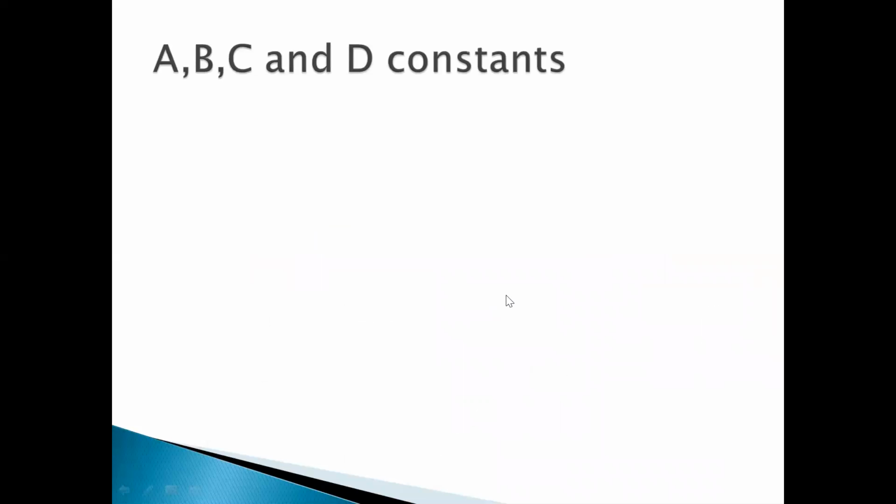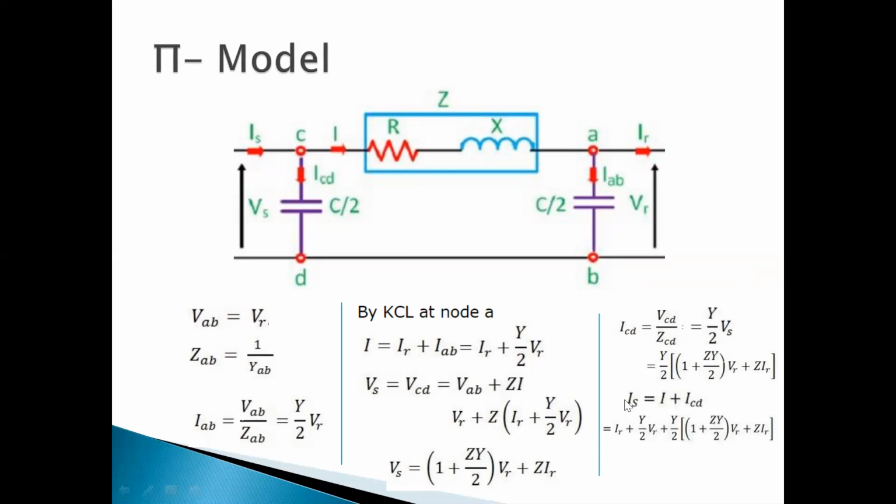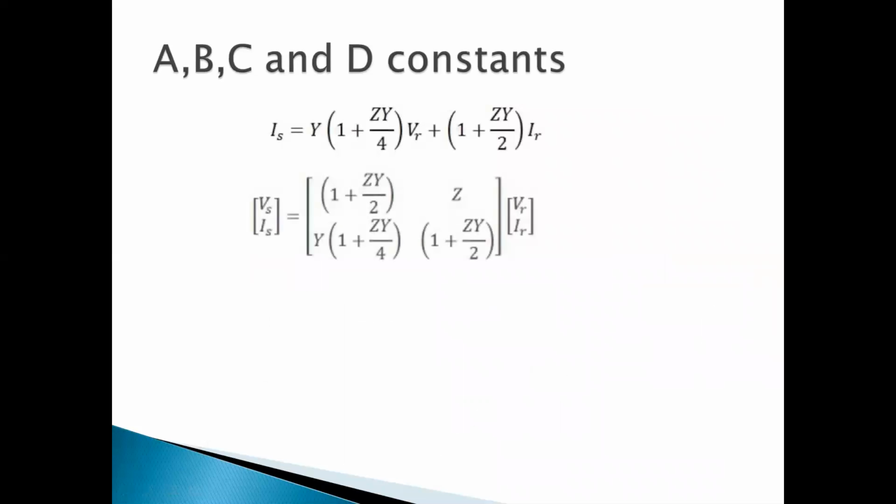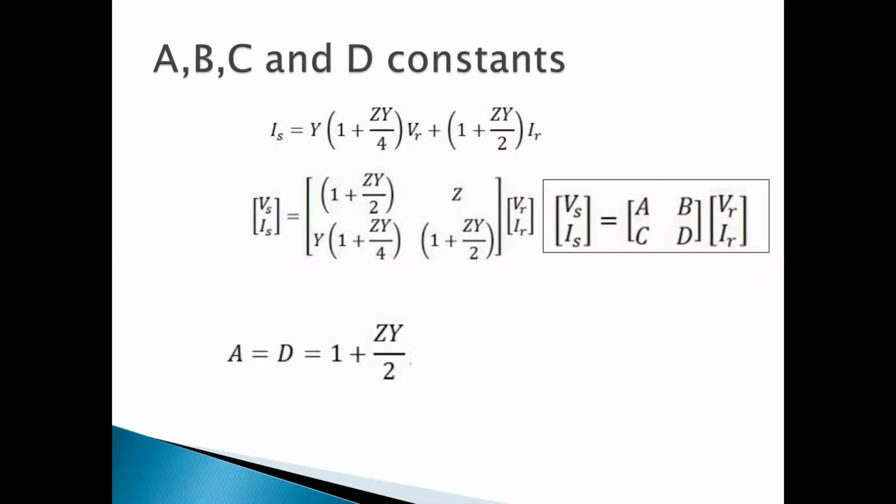So in this way, I got two equations, and I will compare both of these equations with the model, and I'm going to get the constants over here. So what are the constants? A and D are again the same, 1 plus Zy divided by 2. In case of the pi model, the value of the B constant is Z, and the value of the C constant is Y into 1 plus Zy divided by 4.